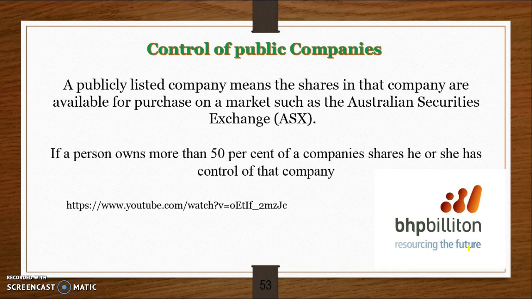Control of public companies. A public listed company means the shares in that company are available for purchase on a market such as the Australian Securities Exchange. If a person has more than 50% of a company's shares, that person has control of that company. So if you have more than 50% of the shares in a company, then you are said to have control of that company.